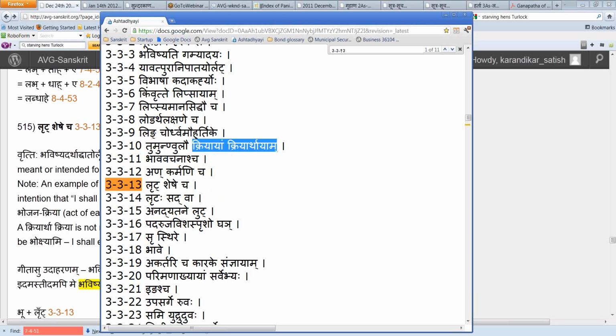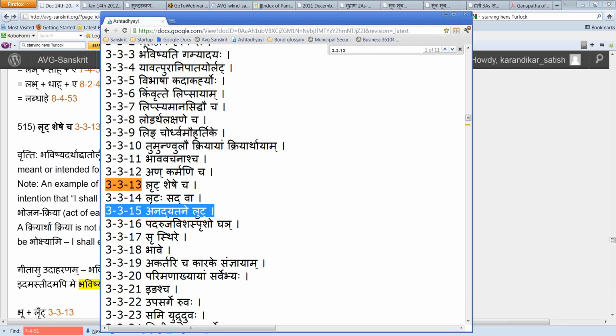Now, what about anadyatane lut, which we saw last time? That says that if the future is not of today exclusively, like a distant future, then lut has to be used. So now lut has to give way to lut. If the future action is exclusively not of today, completely in the distant future, then lut only has to be used, not lut. So technically speaking, if the action is exclusively anadyatane eva, tarhi lut prayujyeta. Lut should be used.